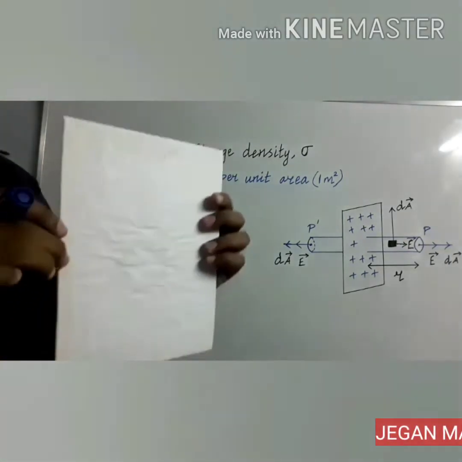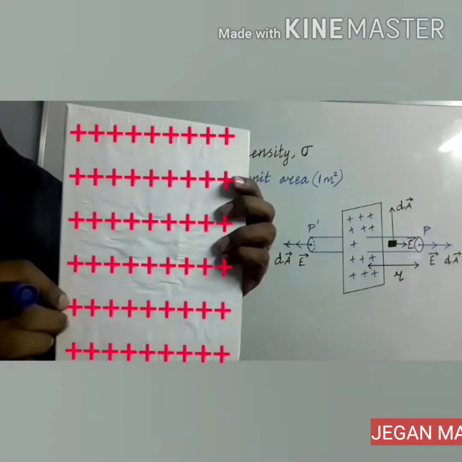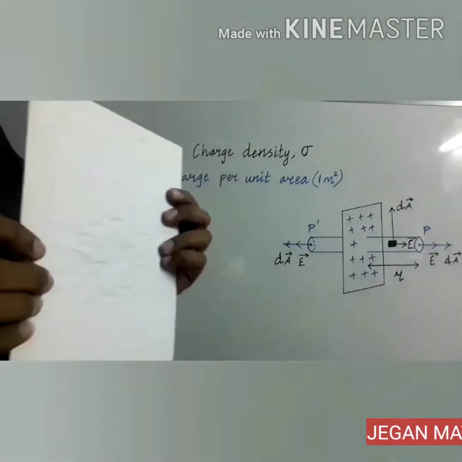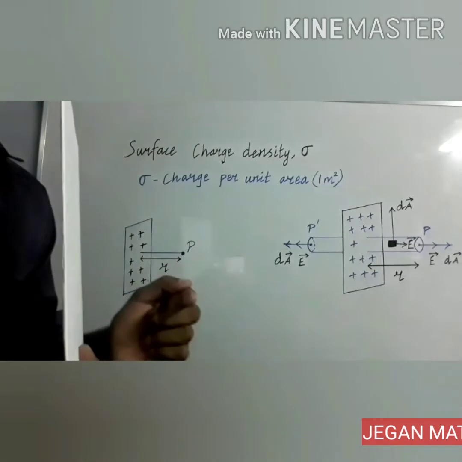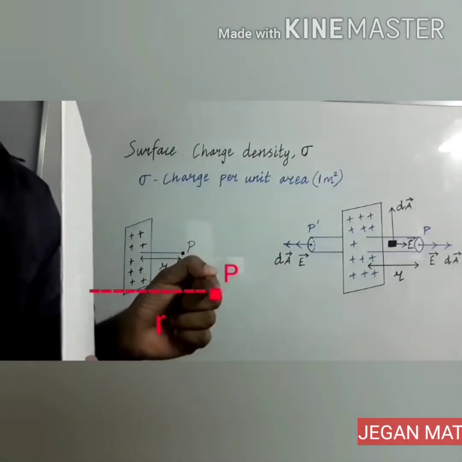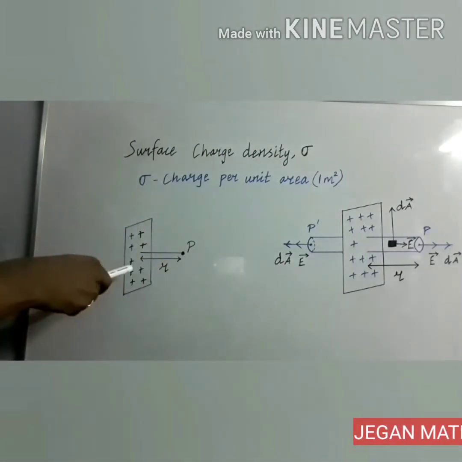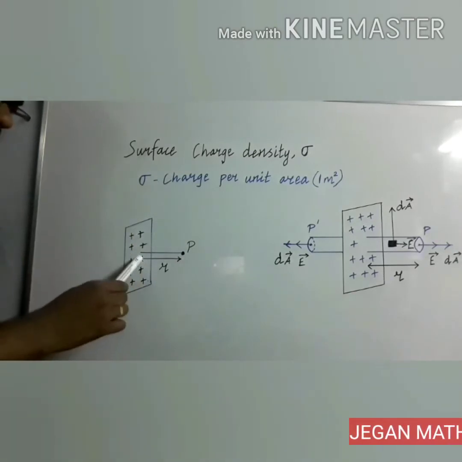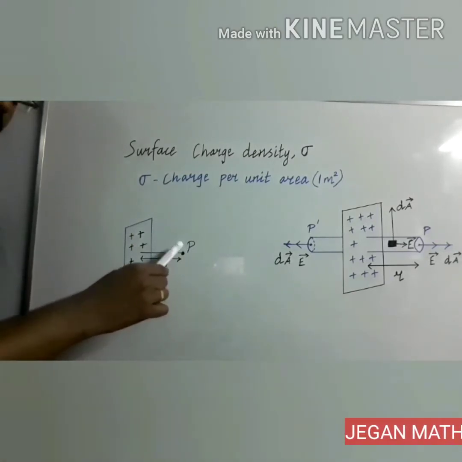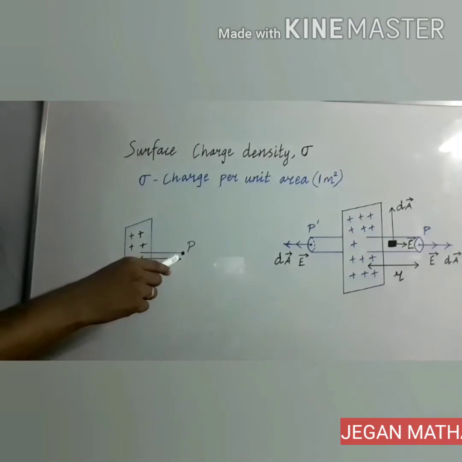Now let us take the plane sheet which is positively charged. From the positively charged plane sheet, we are going to take the point P at the distance R like this. So it is represented in the diagram. We have taken the sheet which is positively charged, and at the distance R, we take the point P. There we are going to find the electric field.